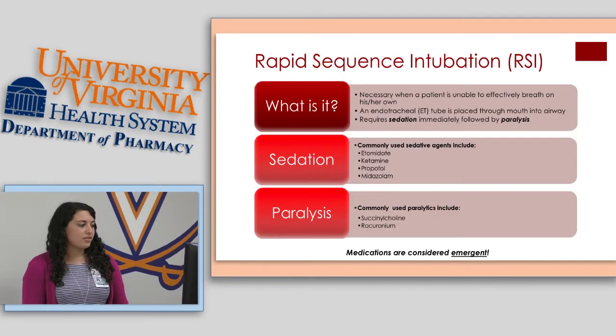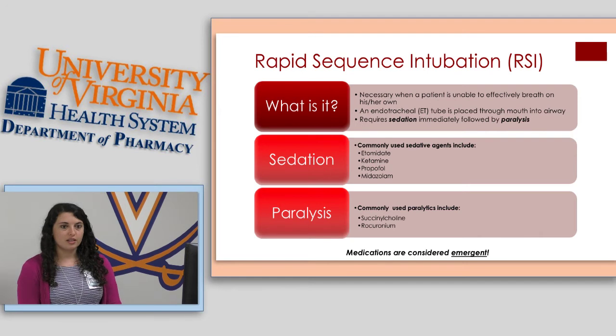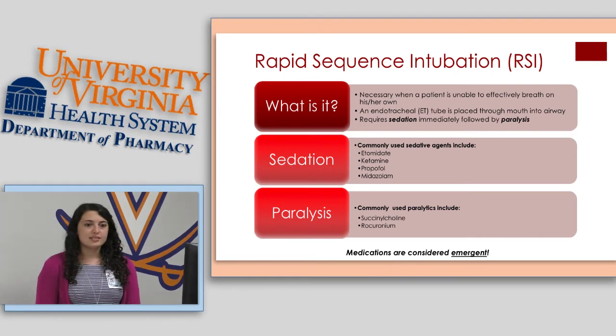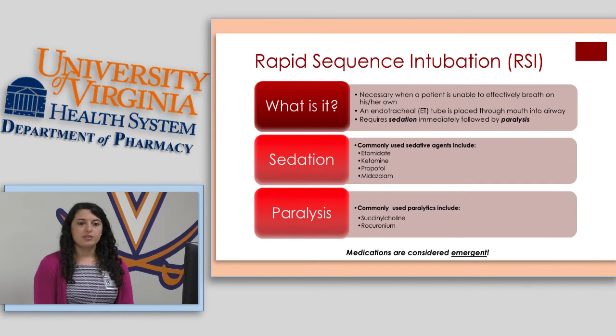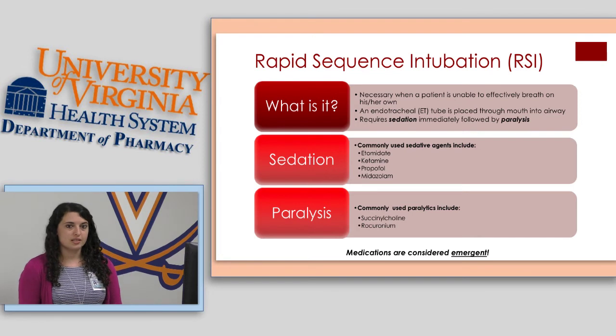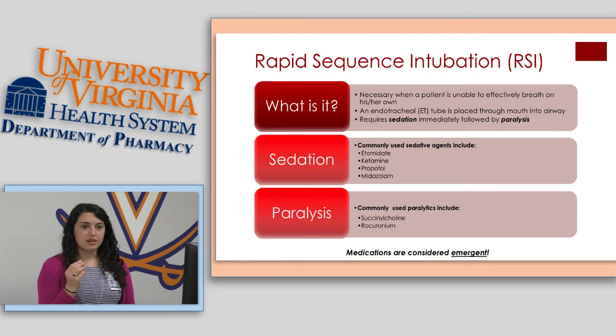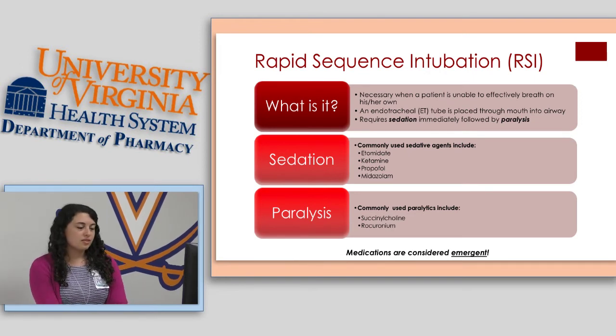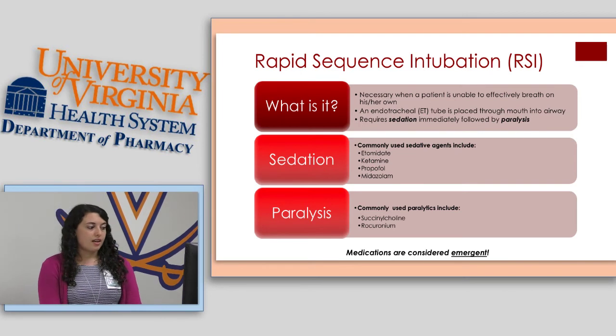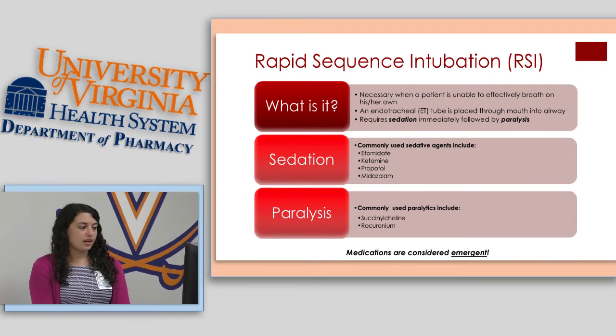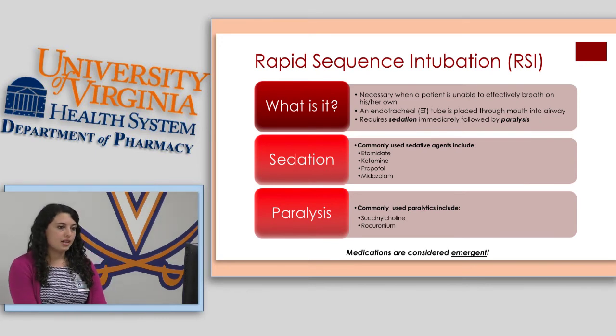So to start with rapid sequence intubation, you'll also hear it called RSI. This is necessary when a patient is not able to effectively breathe on their own, and so they can't have oxygen go into the blood and be delivered to all the tissues and organs in their body. So we have to take a tube, and they will put it in the patient's mouth and down their airway to restore adequate breathing. To do this, the patient needs to be adequately sedated and then paralyzed for a short time to be able to get the tube through and down into the airway.